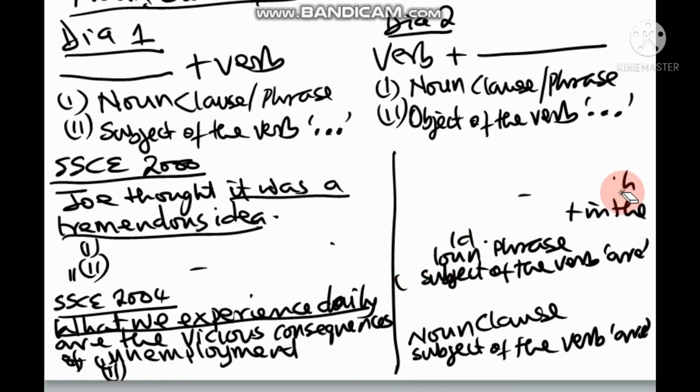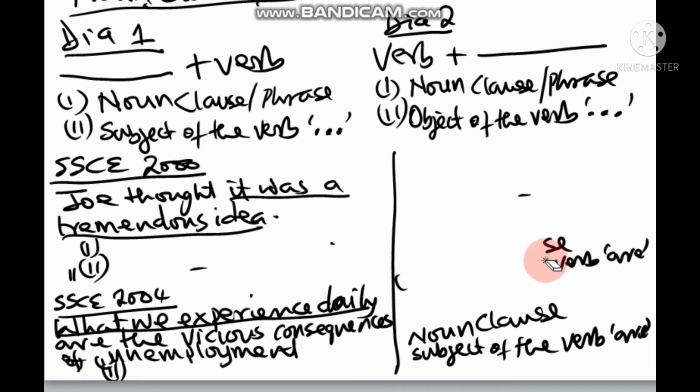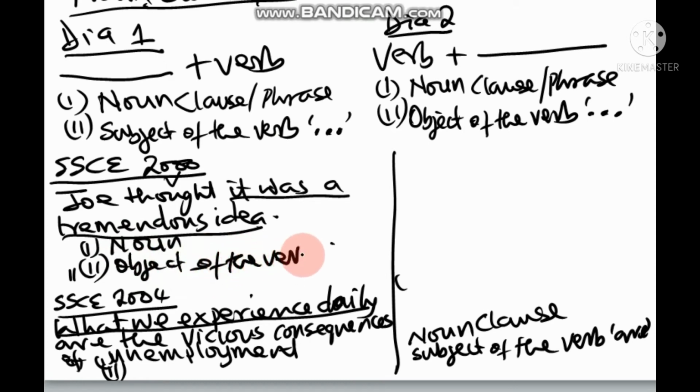How do we know it is diagram number 2? Diagram number 2 says that if you have a verb first, then after the verb you have an underlined word, you write what? A noun, object of the verb. So let us see, Joe thought. If you look at Joe thought, what is thought? A verb. Immediately after that verb thought, you have an underlined word. So this is a noun, which gives you object of the verb thought.